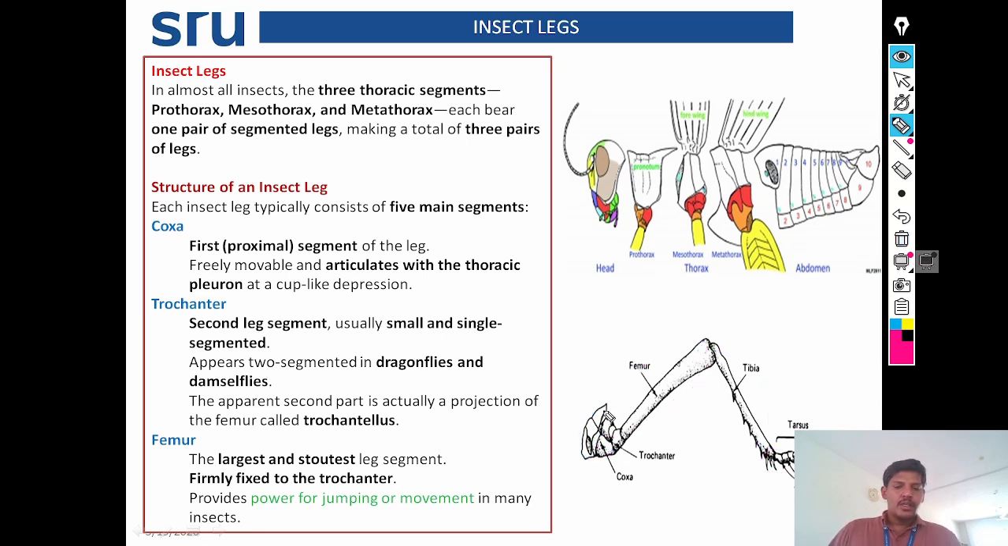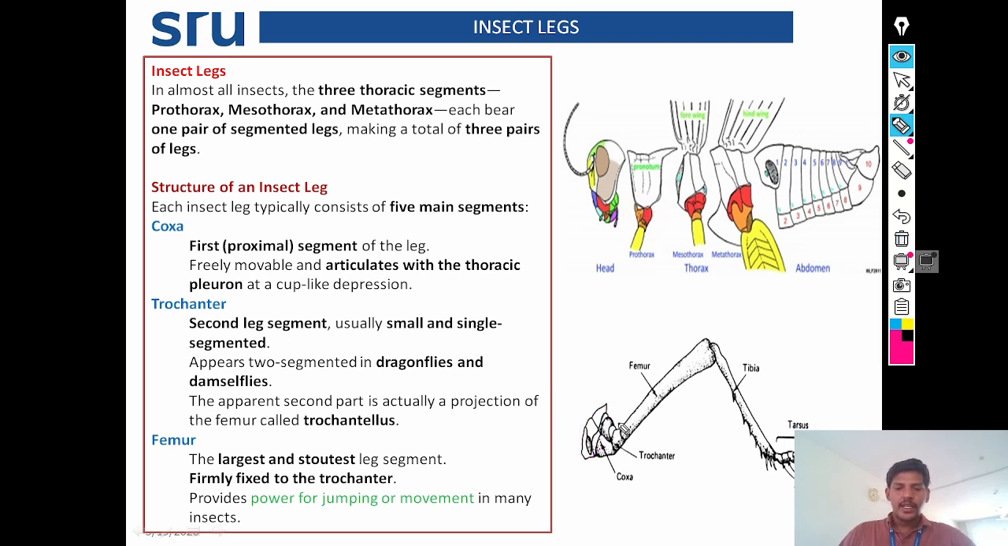See about coxa. So this is the coxa. First and proximal segment of insect leg. It is freely movable and articulates with the thoracic pleuron. It fits into a cup-like depression. Coxa is the first segment of insect leg. It is freely movable and articulates with the thoracic pleuron at a cup-like depression.